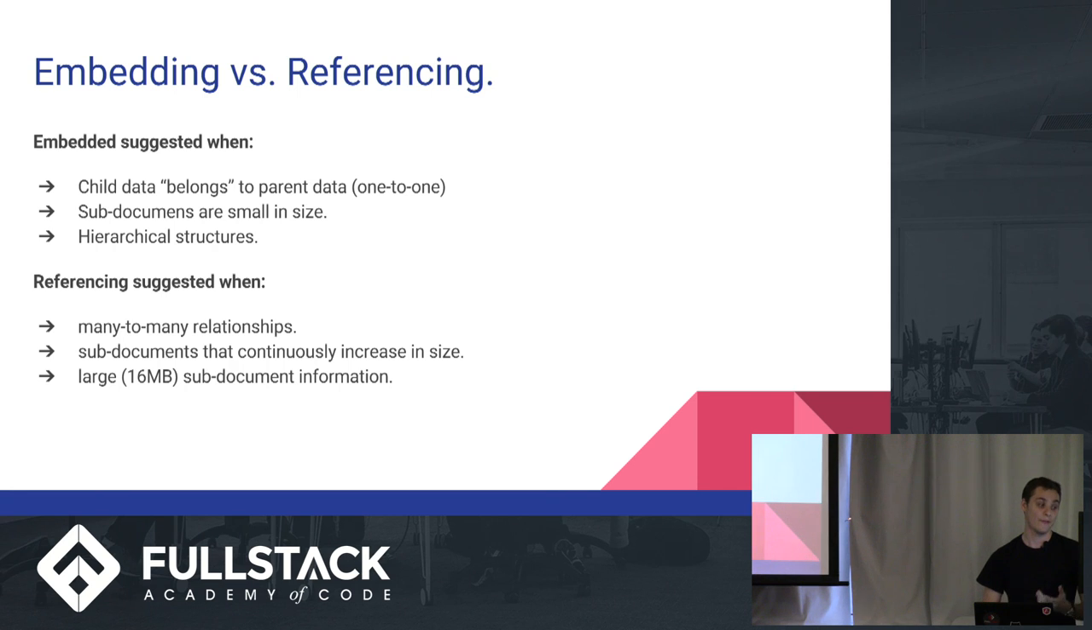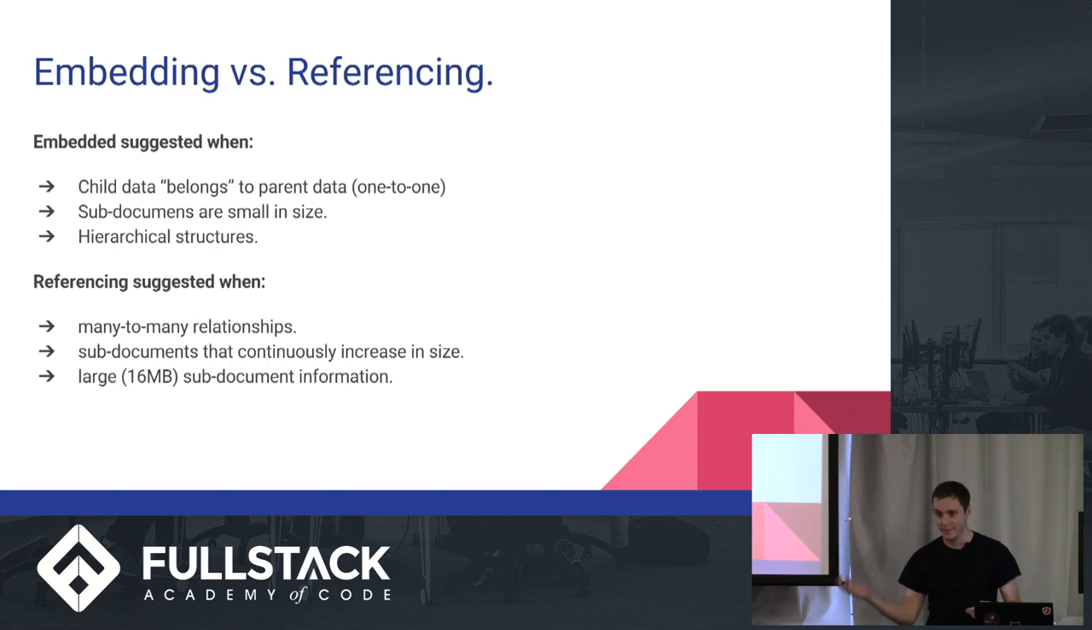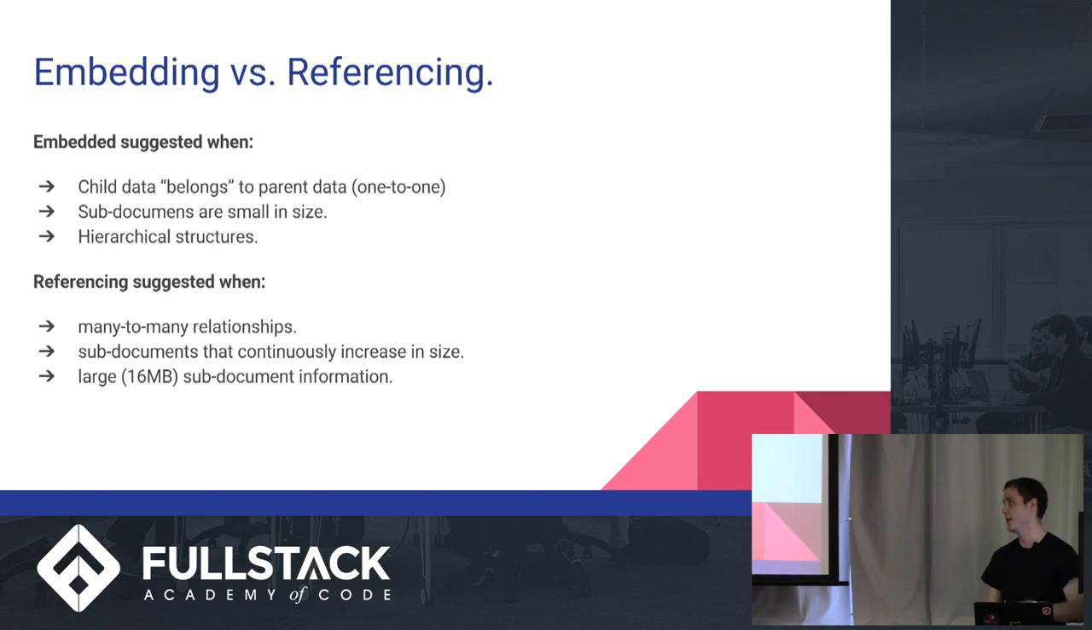On the other hand, for referencing, many-to-many relationships are a great use case. There's no way we can embed in a many-to-many relationship. Subdocuments that consistently increase in size are a situation where referencing certain parts would be more useful. We wouldn't want the entire document every single time. It might be inefficient. There's also, in Mongo, a 16 megabyte limit on the entire document. So if you are dealing on a massive scale, you would not want to have everything in one document.